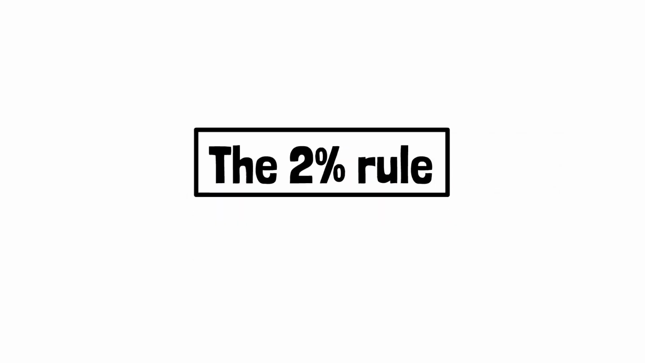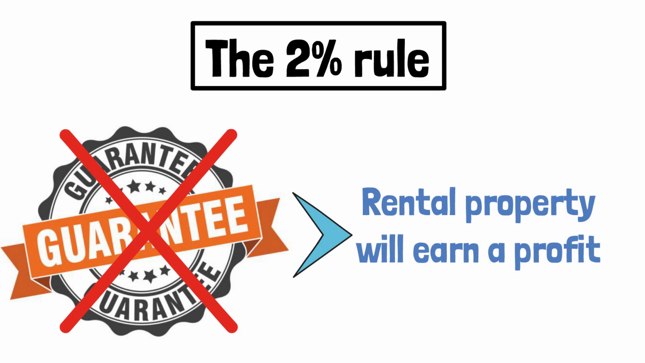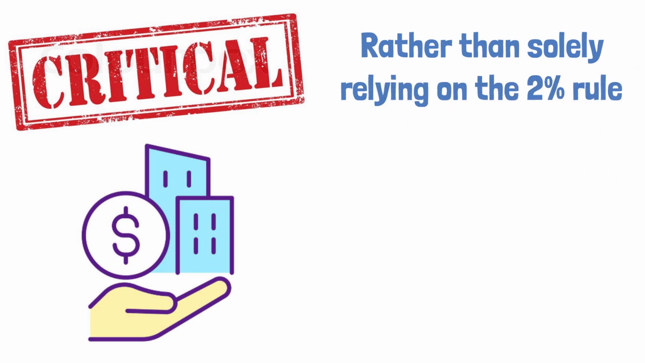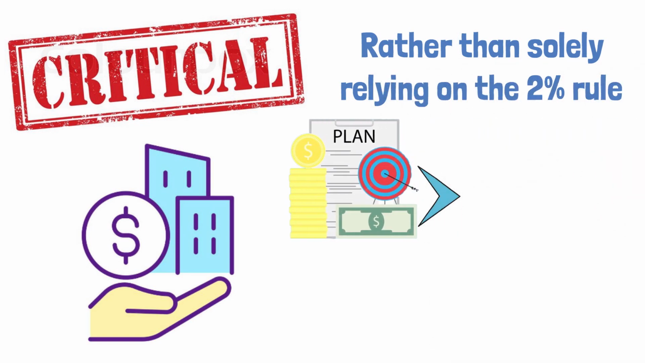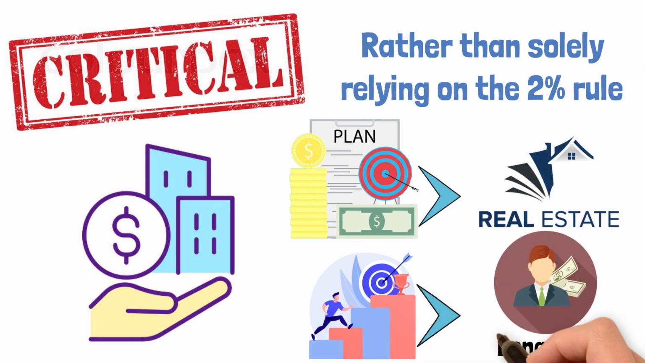expenses. Finally, remember that the 2% rule does not guarantee that a rental property will earn a profit, so it's critical to consider all aspects of a rental property investment rather than solely relying on the 2% rule. You can also opt for a thorough financial plan for your real estate investing. Also, creating objectives and goals with a financial advisor may help you in the long run.